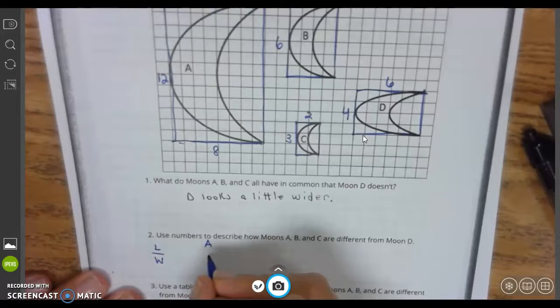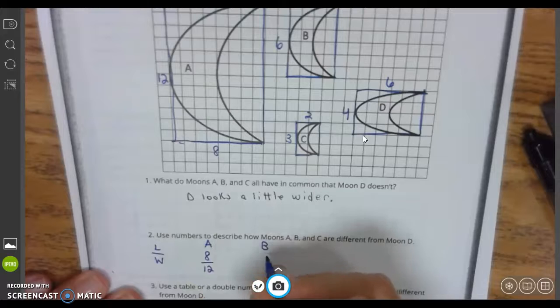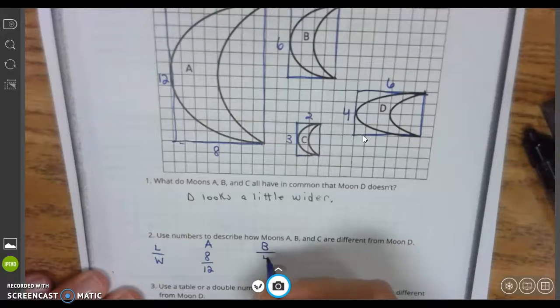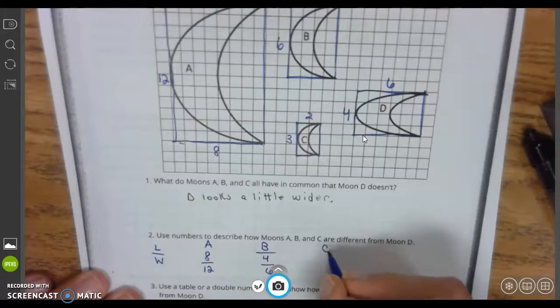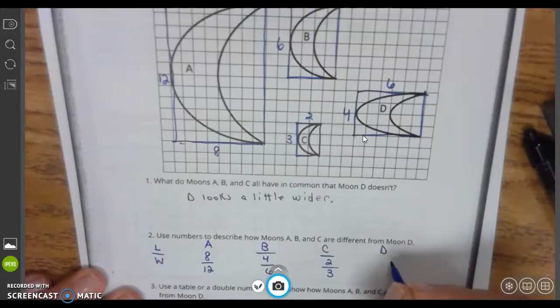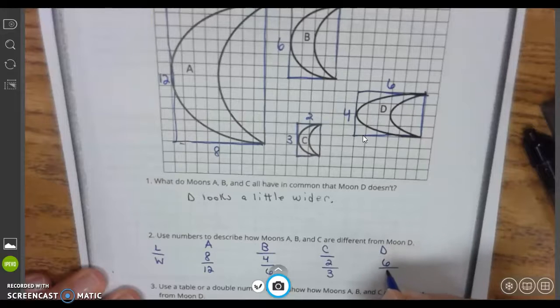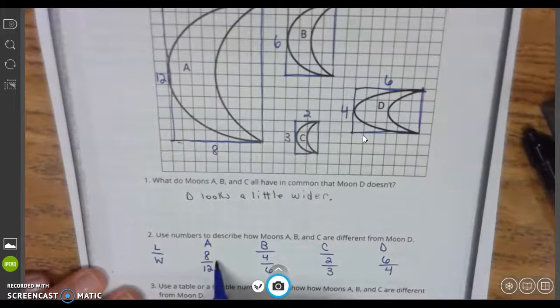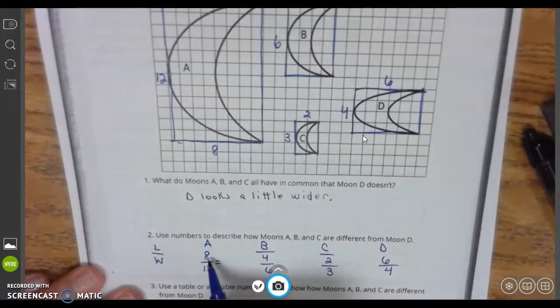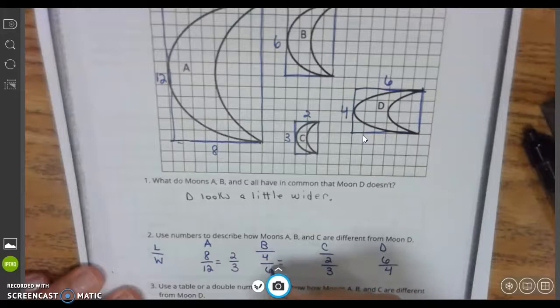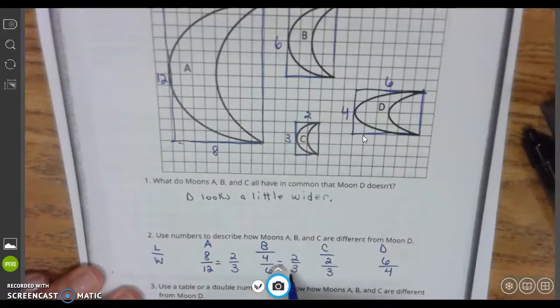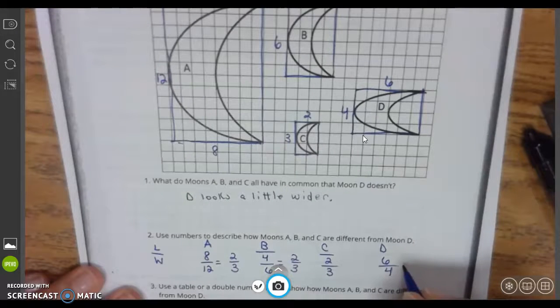So on A, we would get 8 divided by 12. On B, you would get 4 divided by 6. C would be 2 divided by 3, and D is 6 divided by 4. So if I look at this and reduce this, if I divide by 4 on top and bottom, I would get 2/3. If I divide this by 2, I get 2/3. This is 2/3.